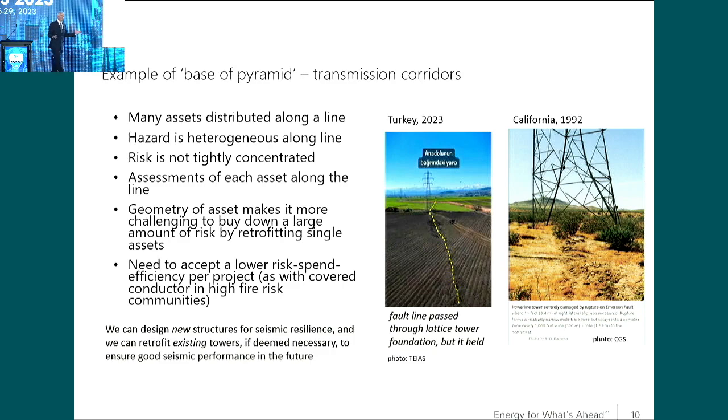Now we take a look down at the base of the pyramid. I mentioned we have over 21,000 lattice towers like the two pictured here. From the 1992 Landers earthquake, you see here on the right an example of a tower that had 2 feet on either side of the fault rupture on the primary surface rupture of that earthquake. And yet the tower remained functional. There was no disruption to service through that line. Similarly, in Turkey, we have an example. The yellow dash line is going through the surface rupture, and you see off in the distance the tower has also been bisected. So we know that we need to accept a lower risk spend efficiency when looking at long linear assets like these.